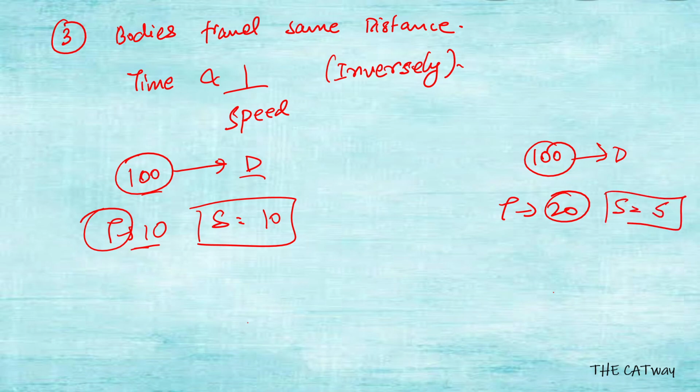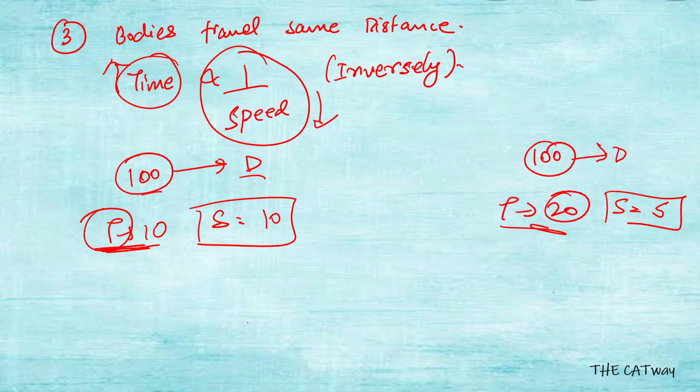Now see what has happened. As I told you, they are inversely proportional. That means if one increases, the other is going to decrease. So as you can see, the time increased from this one to this one, so the speed decreased. If the speed would have increased, then time would have decreased. Take an example.